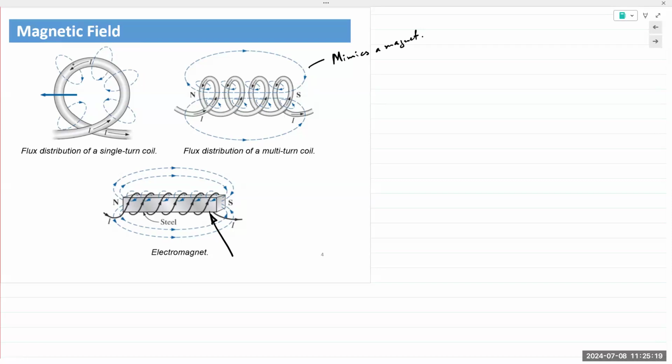And that is the working principle of an electromagnet. If you insert a ferromagnetic material through the center of an electric coil, the magnetic field that is established around it becomes very, very strong, similar to a natural magnet. As long as current is flowing through the coil, it behaves like a magnet. When the current is switched off, the magnetic field disappears. Again, this is the working principle of an electromagnet.